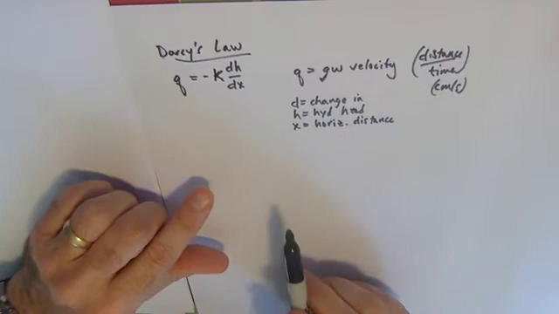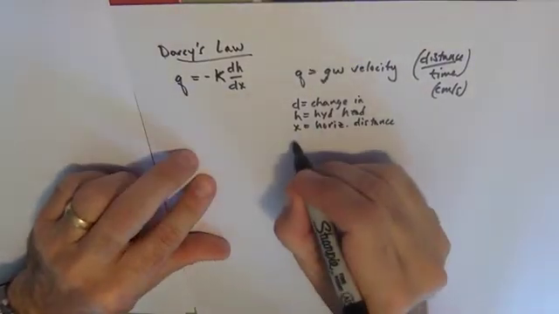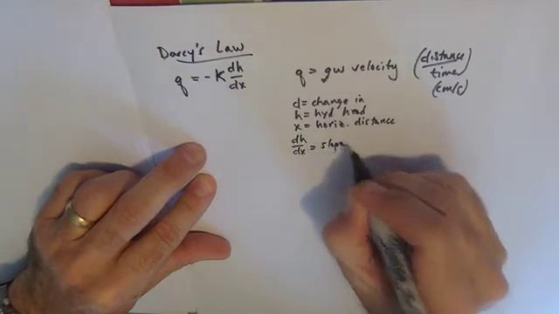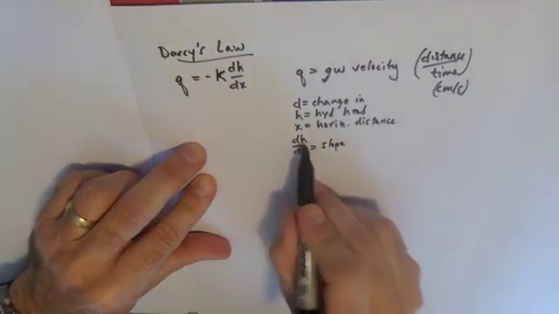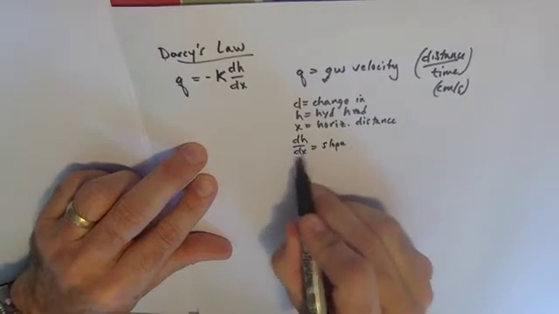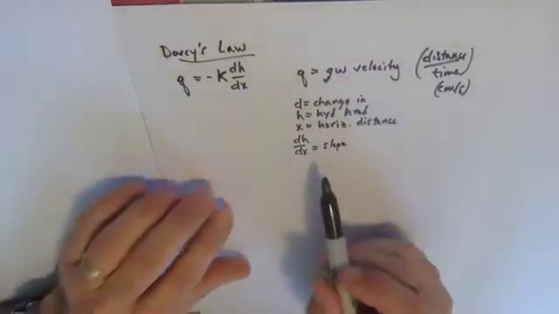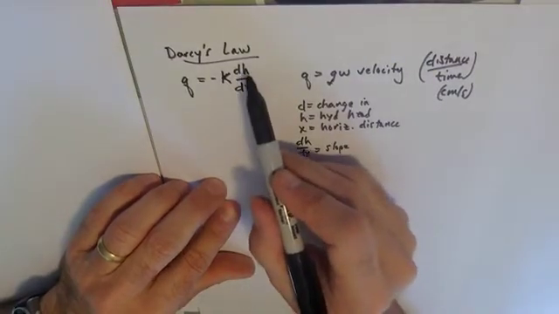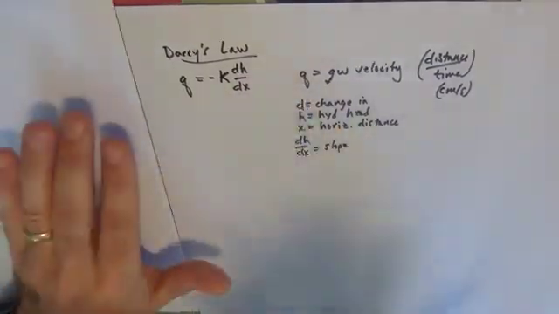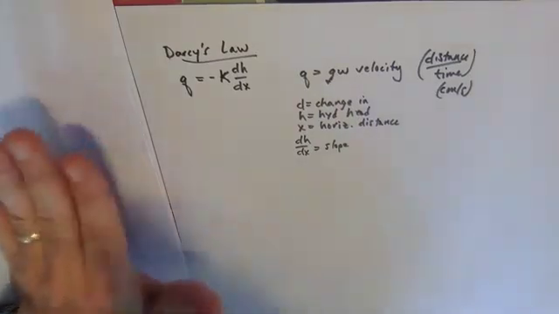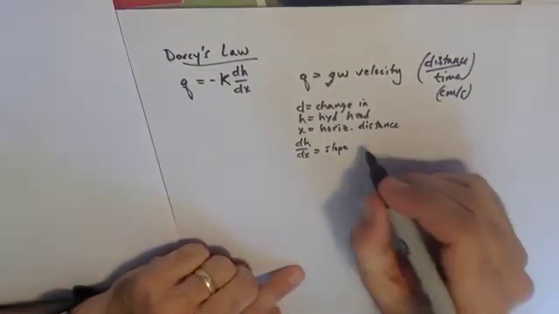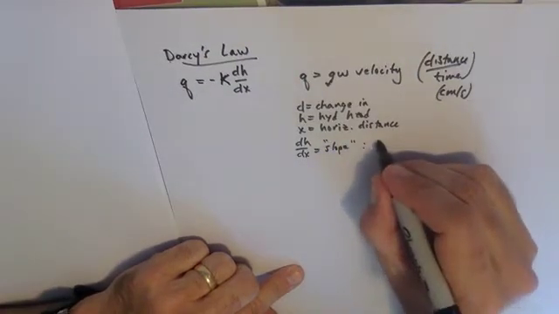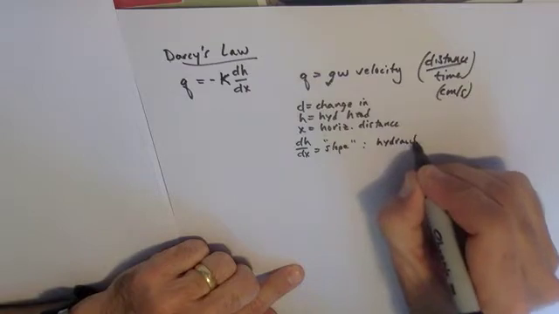Okay? dH, dx together is basically the slope. You think of it as change in height, elevation, over change in horizontal distance. It's like rise over run. It's the slope. It's the slope of what? Well, it's the slope of the hydraulic head, right? Where's the hydraulic head higher and where is it lower, and what's the angle between those two points? And it's basically the slope, and it's referred to as the hydraulic gradient.